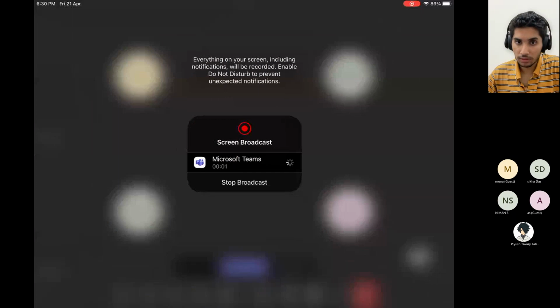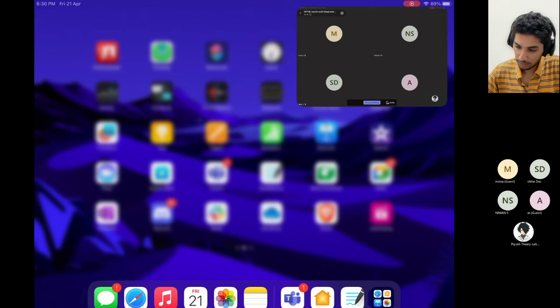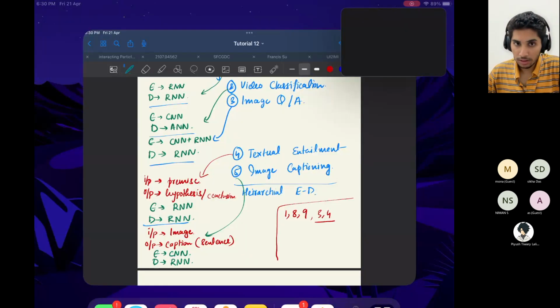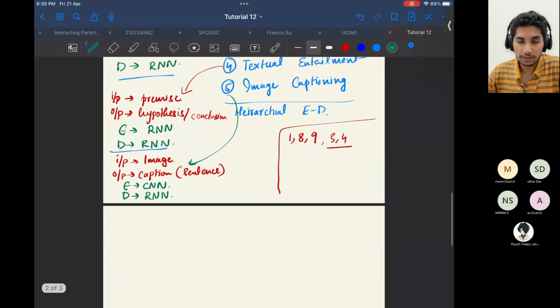Share screen. Okay, alright, so this is visible. Okay, so is it visible now? The text, the notes.